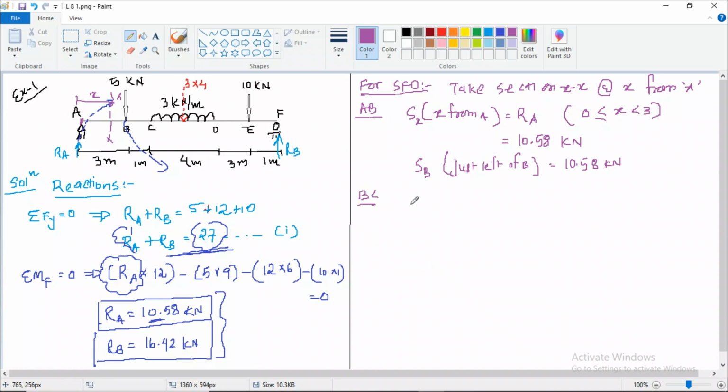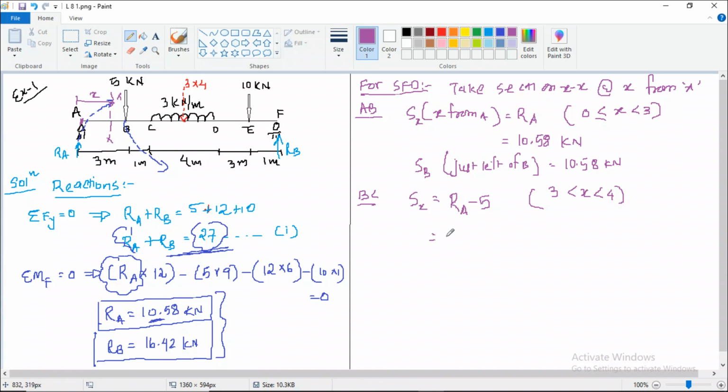Now when we reach the portion BC, my shear force value will be nothing but RA minus 5. RA is vertically upward, so positive. 5 is vertically downward, so negative. RA minus 5. Here my range will be 3 less than x less than 4, so between 3 and 4.